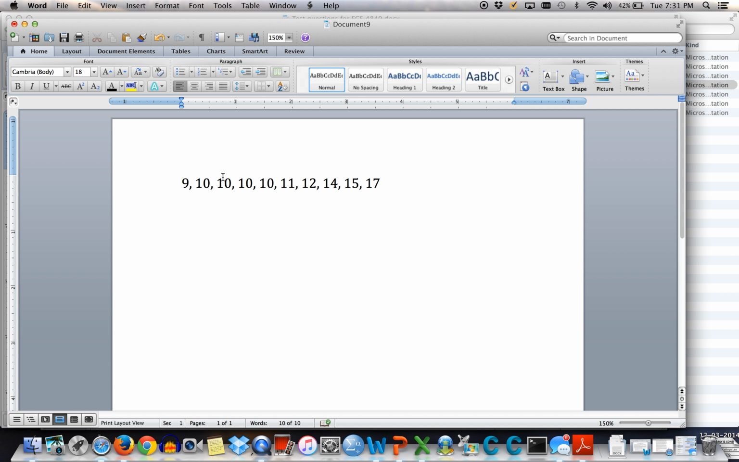Remember I told you that you find the exact middle point. So 1, 2, 3, 4, 5. Here's the middle. And you're going to find the difference between 10 and 11 because those are in the middle. So the median would be 10.5.